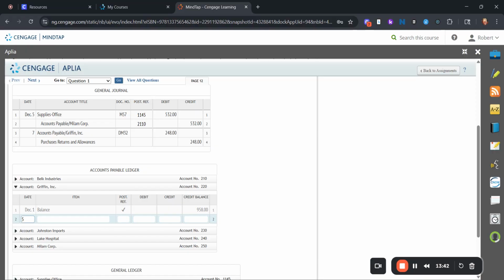For the 5th, general journal, page 12. Credit balance or credit entry of 532. So the previous balance was 958 credit. So add this plus 532. For the new credit balance for Griffin Inc., 1490. Then the account number 220. So go back to this same box. We'll put that slash mark in there. Remember, no spaces. 220.